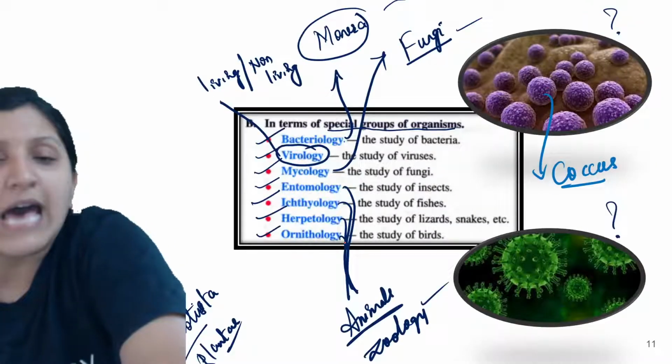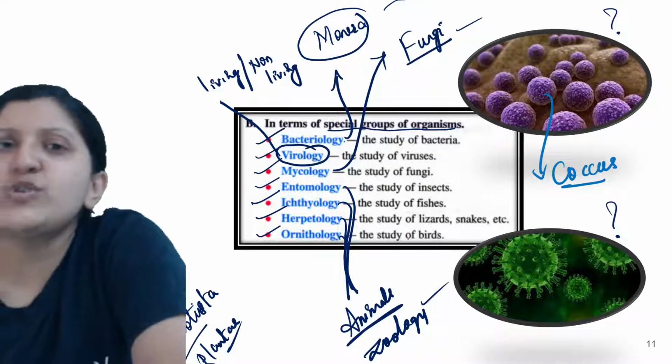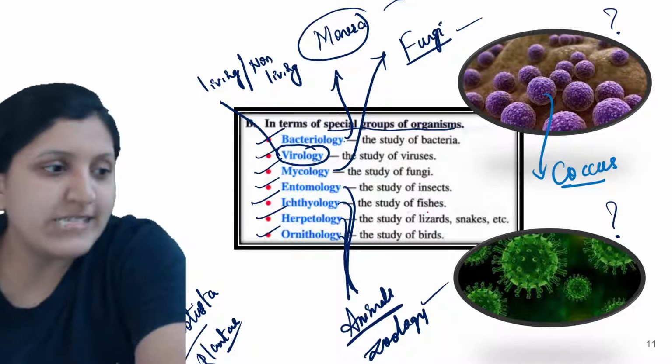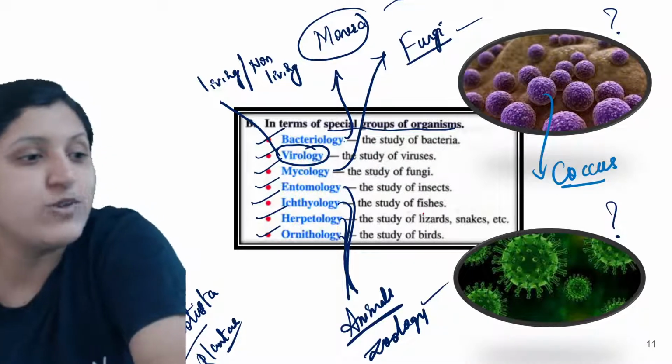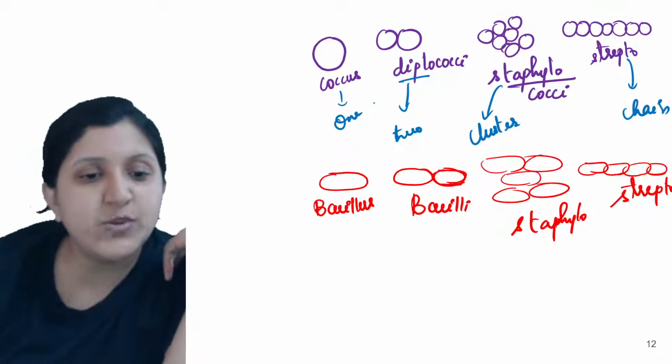Every shape, the size, what type of disease it is causing, each and every detail is considered in a bacterial study. The study of bacteria is what we call bacteriology. We have two more shapes we'll discuss.